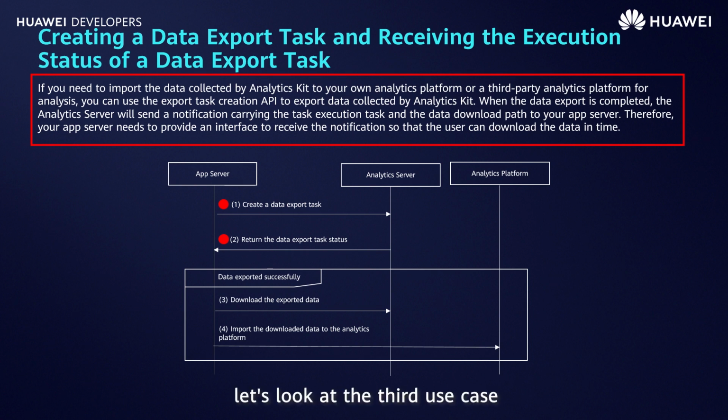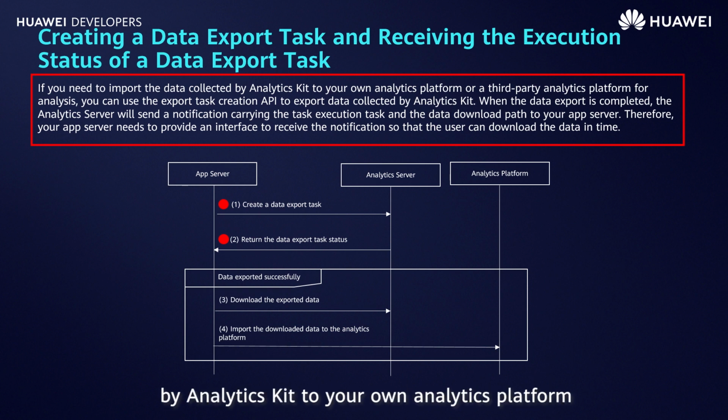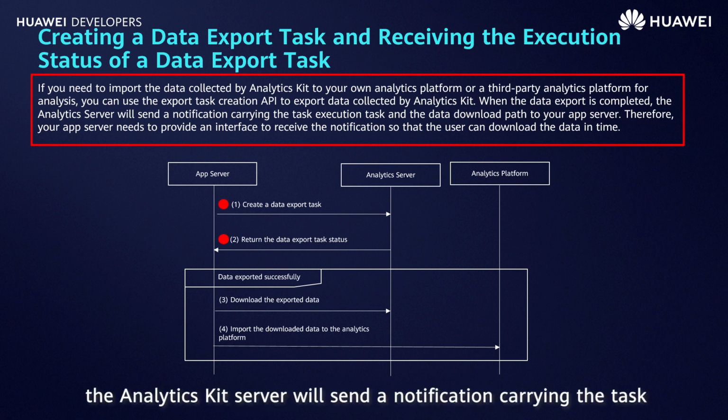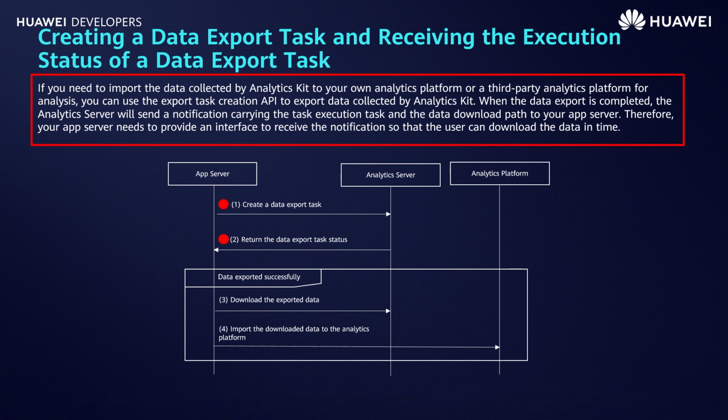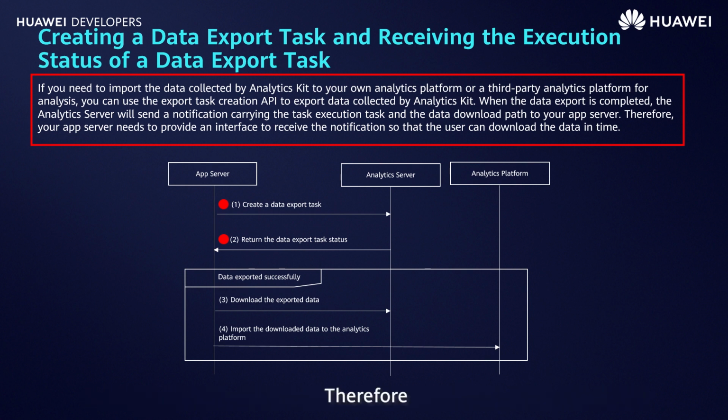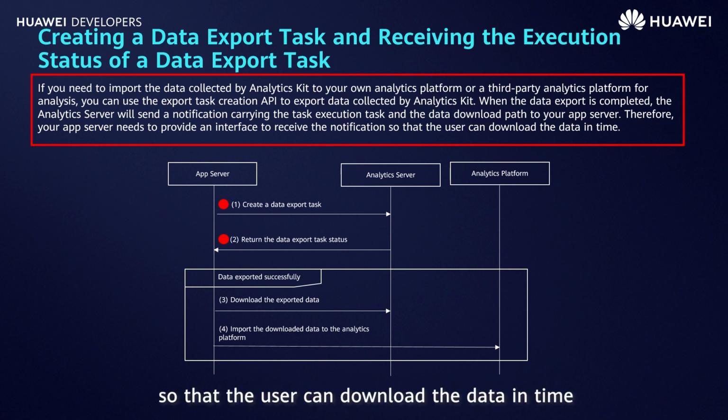Next, let's look at the third use case. If you need to import the data collected by Analytics Kit to your own analytics platform or a third-party analytics platform for analysis, you can use the Export Task Creation API to export the data collected by Analytics Kit. When the data export is completed, the Analytics Kit server will send a notification carrying the task execution status and the data download path to your app server. Therefore, your app server needs to provide an API to receive the notification so that the user can download the data in time.